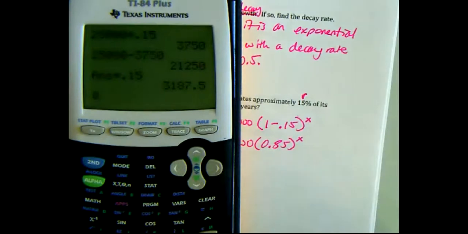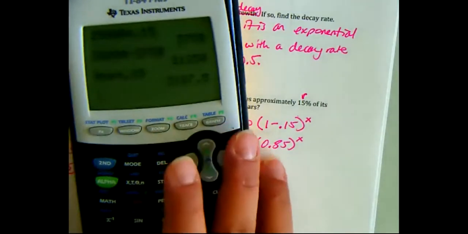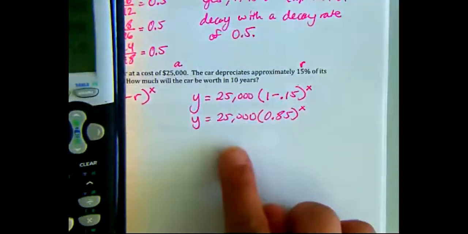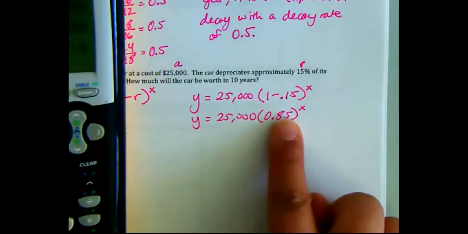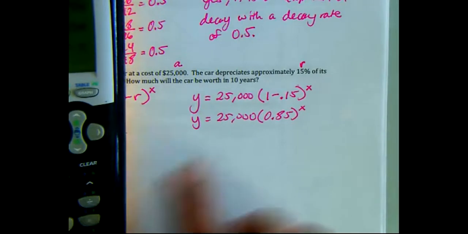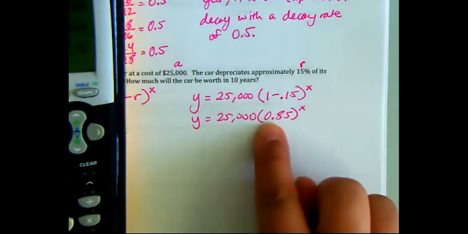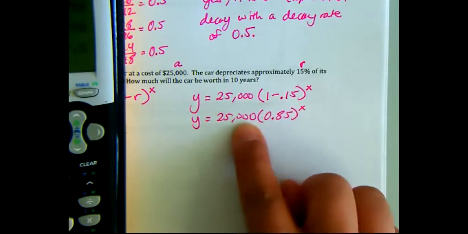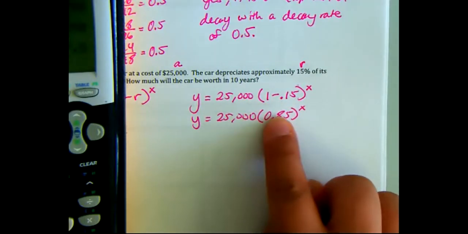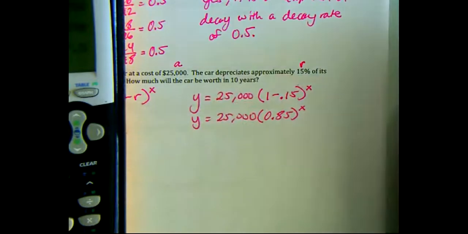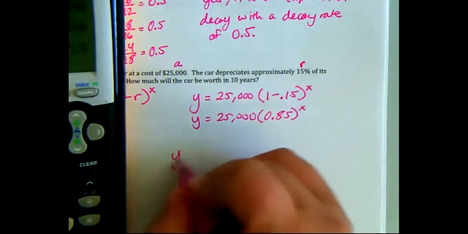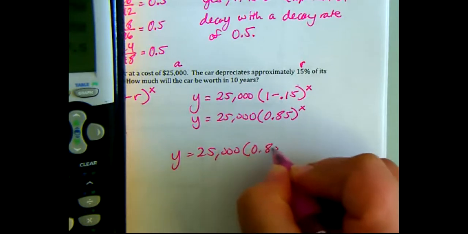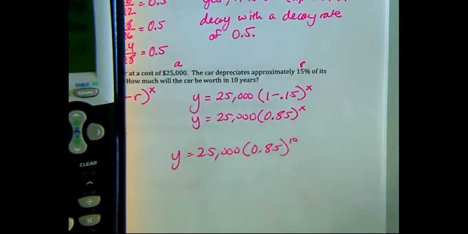But this is a process. For the first year, second year, it might be easy. But for 10 years or even more, having this exponential model, this exponential decay, where I'm literally just asking how much is going to be left over of the price every year. So if I want to know how much the car is going to be worth in 10 years, that's going to be 25,000 times 0.85 to the 10th power.